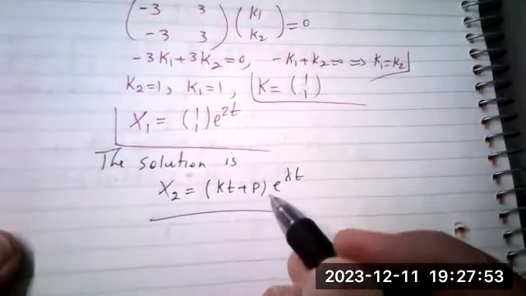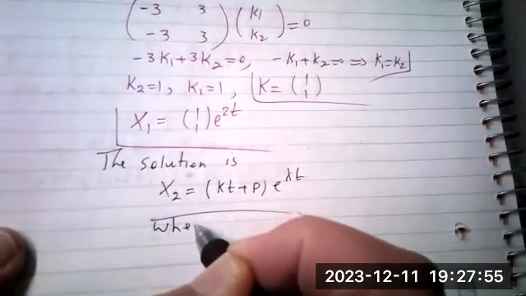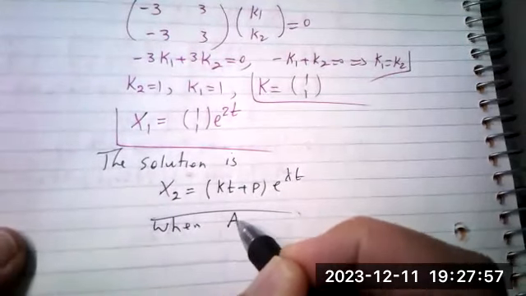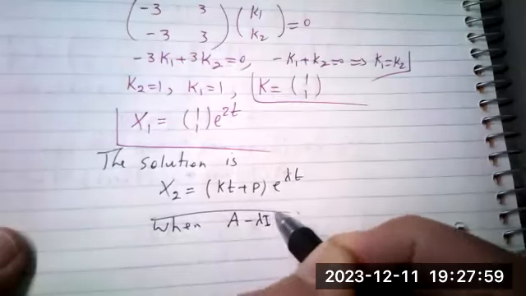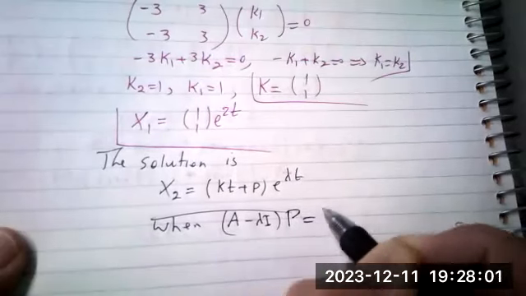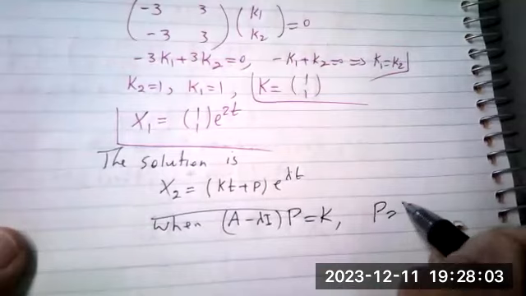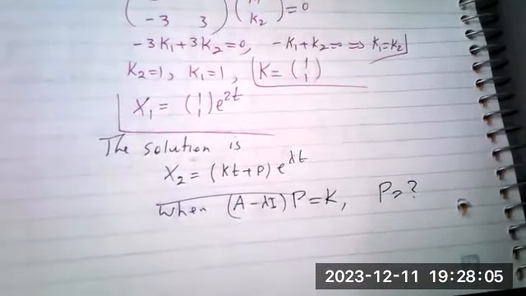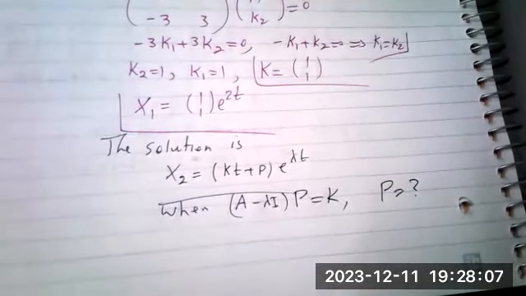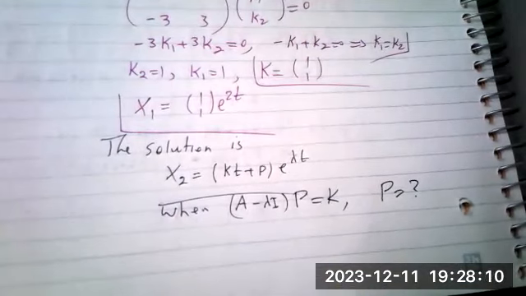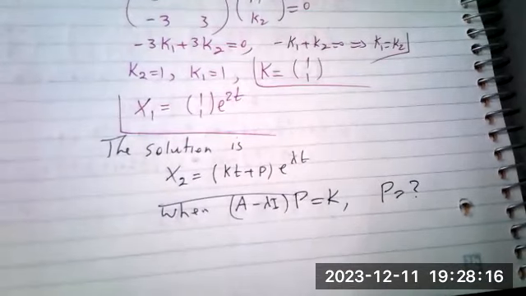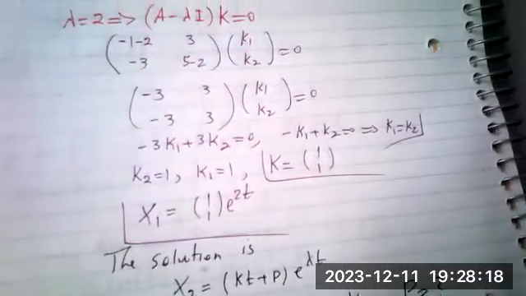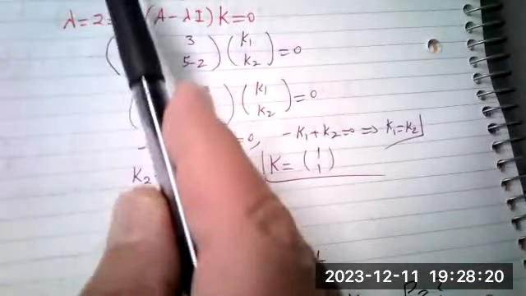So this is going to be the case when you have A minus lambda I times p equal to the k. So the vector p should satisfy this condition. We already got the k, it's going to be the same, and you have to find the p. So what you have to do is go back into the matrix again, the one that we got over here.